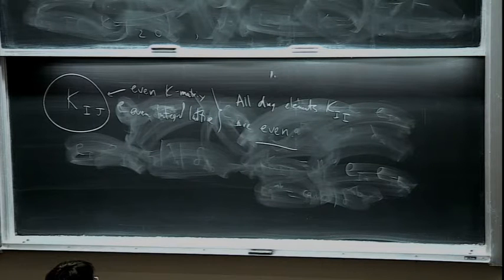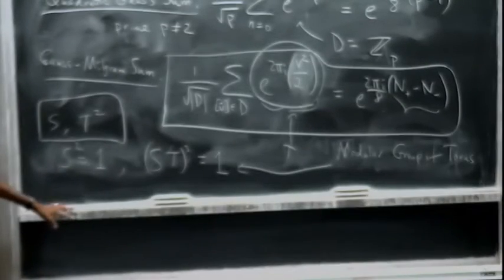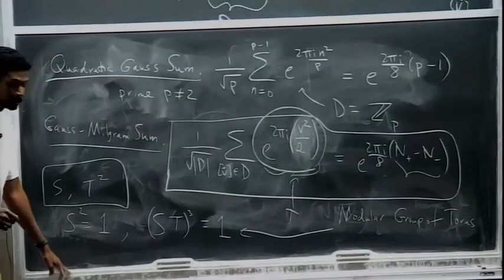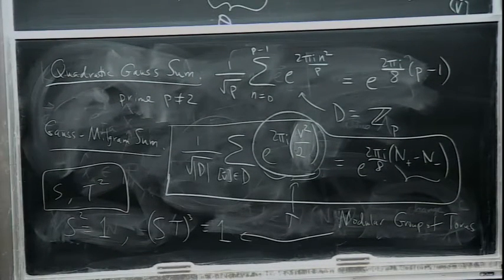So most of what I said goes through, except for this part over here with the Gauss-Milgram sum. You have to be a little more careful, because it's only S and T squared that are completely well defined. And that shows up over here as soon as we even consider the Laughlin state.